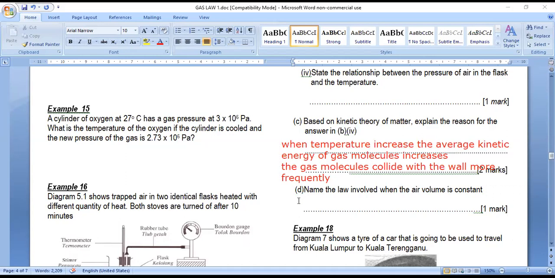So name the law involved. So this will be Sex law, due to Sex law. Can even call it pressure law, but usually it's Sex law.